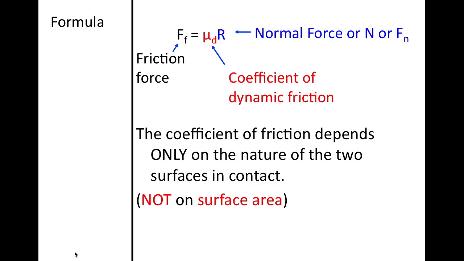The formula for the friction force for dynamic friction is denoted as friction force equals mu sub d times R. And remember that R is the normal reaction force, also known as normal force, and is also denoted as the capital N or F sub n. The coefficient of dynamic friction here is also unitless. And just remember that the coefficient of friction depends only on the nature of the two surfaces in contact and how they interact, not so much the surface area.